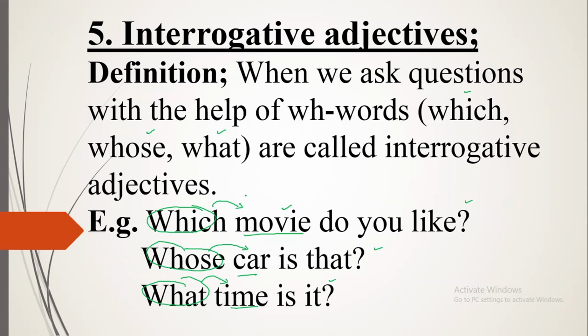But when you put helping verbs after them, like which is your favorite color, whose is this book, whose is that car, or what is the time, they are used as pronouns. So you can differentiate them. When helping verbs are used directly after them, they are known as interrogative pronouns. But when you use nouns after them, then they will be called interrogative adjectives.